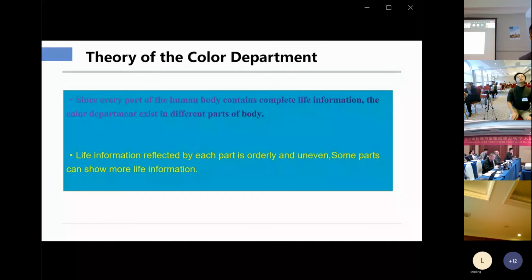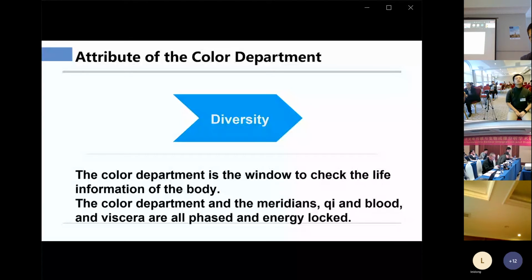There are several attributes of the color department, but it's a little bit difficult to understand. So I will just introduce one attribute of the color department. What we involved in our research is the diversity of the color department. The way I see it, the color department is actually like a window to check the life information of the body. The organs, meridians, qi, and blood are all based on the energy law, according to the theory of qi monism and the Wuxing theory.